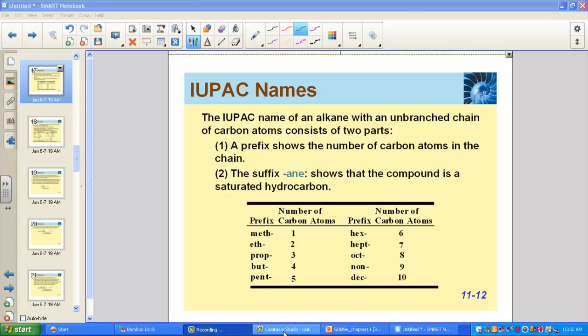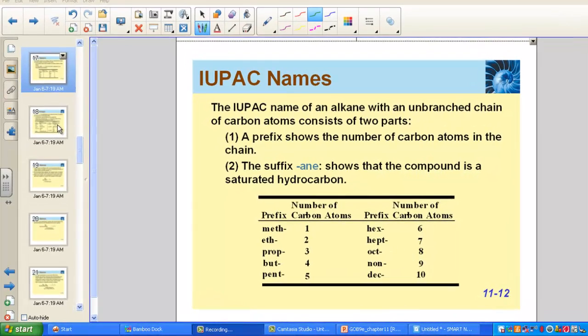Methane, 1 carbon. Eth stands for ethane. Propane, butane, pentane, hexane, heptane, octane, nonane, decane, counting organic chemistry style 1 through 10. When we think about the straight chains, it's very simple, straightforward nomenclature. Say the name of the prefix, end it with ane, and you've named the first 10 of our hydrocarbons.